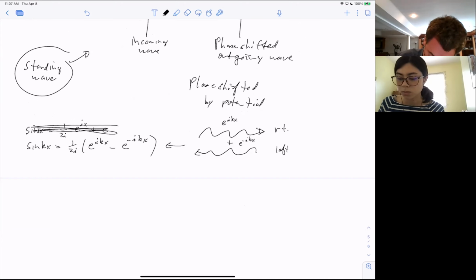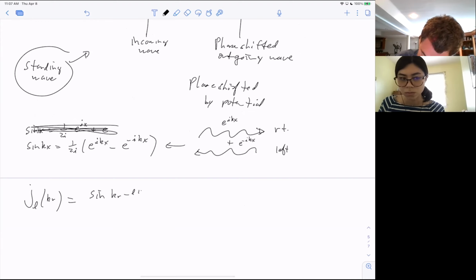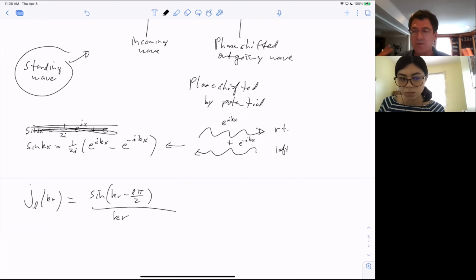And so j_l of kr is equal to sine of (kr minus l pi over 2) over kr. And so you see it's a standing wave, because the sine wave is a left mover and a right mover. Except now left and right means incoming and outgoing, because instead of x, I have r, the radial component.